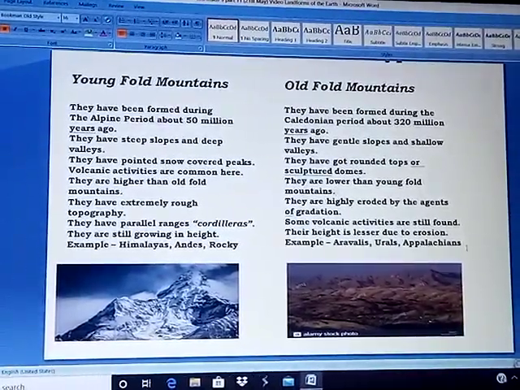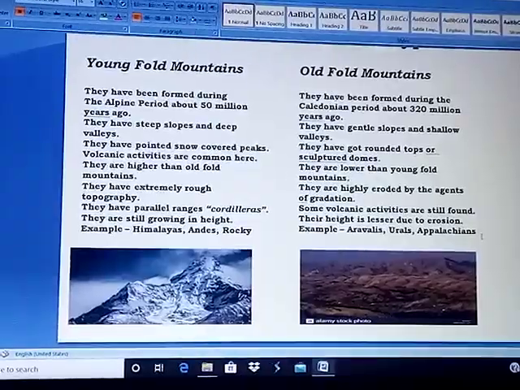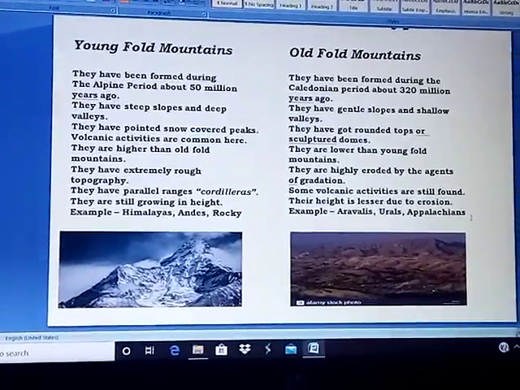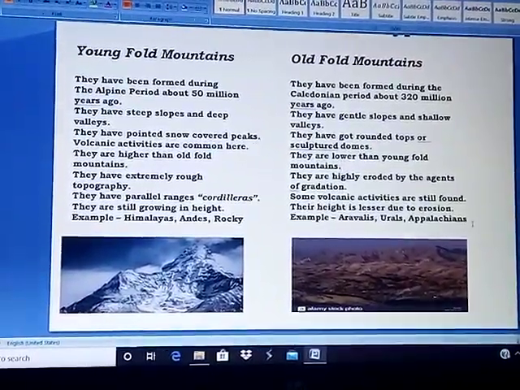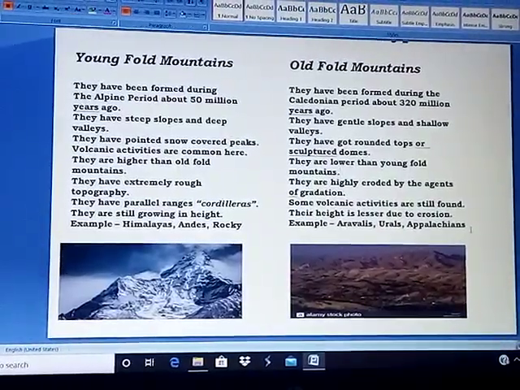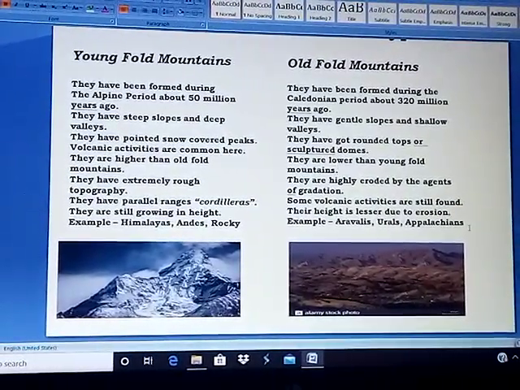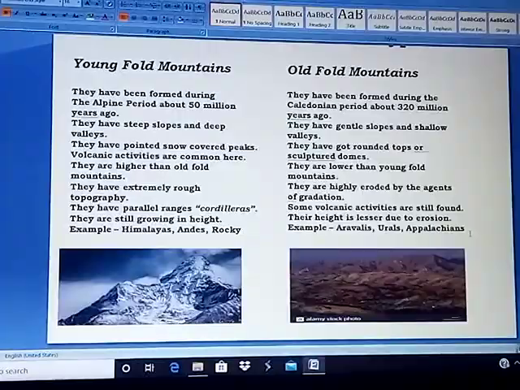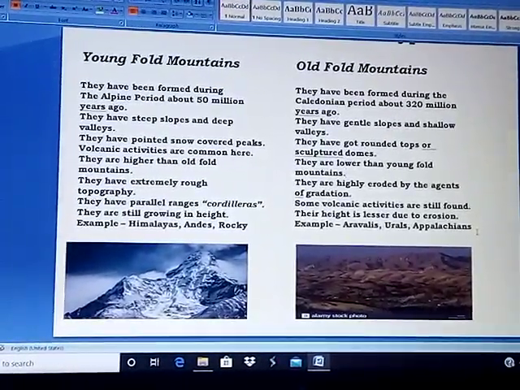With this, dear children, we come to the end of today's discussion of mountains, and the chapter called the landforms of the earth.